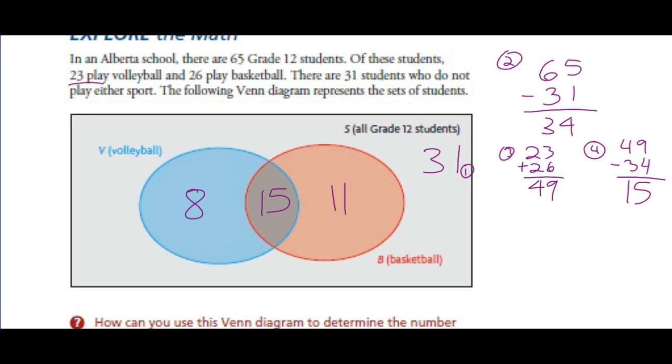11 play only basketball. If we add up 8 plus 15, we get 23. Plus 11 gives us 34. Plus 31 gives us 65. Right? So now we have all 65 students inside the box. We only have 65 students because there are only 65 grade 12 students in this particular school. So that's how we fill in these diagrams, right?